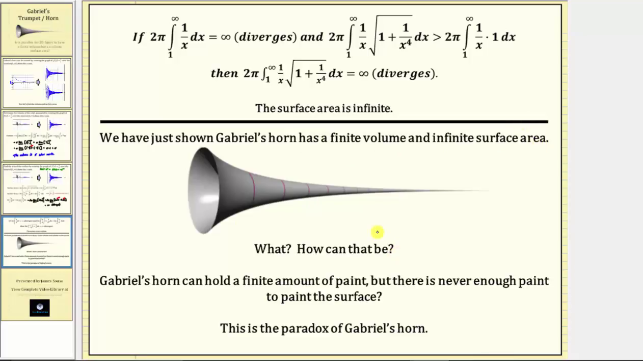But how can this be? Gabriel's horn can hold a finite amount of paint, but there's never enough paint to paint the surface. This is the paradox of Gabriel's horn.